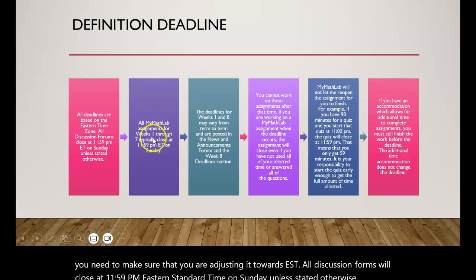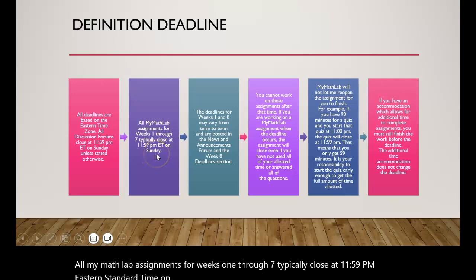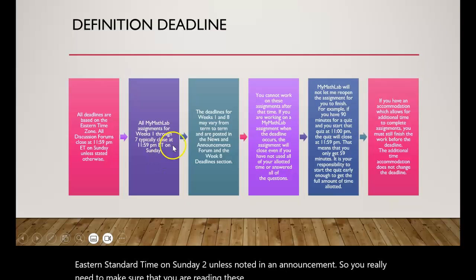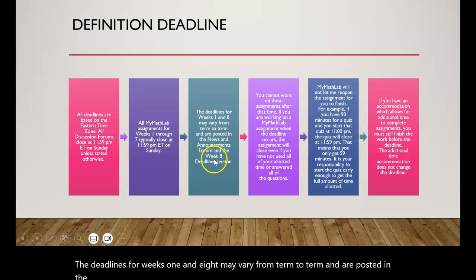All MyMathLab assignments for weeks 1 through 7 typically close at 11:59 p.m. Eastern Standard Time on Sunday too, unless noted in an announcement. So you really need to make sure that you are reading these announcements carefully. The deadlines for weeks 1 and 8 may vary from term to term and are posted in the news and announcements forum and under week 8.